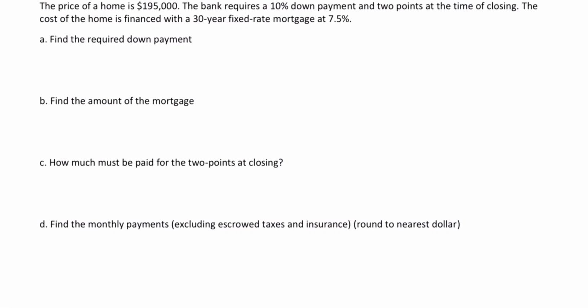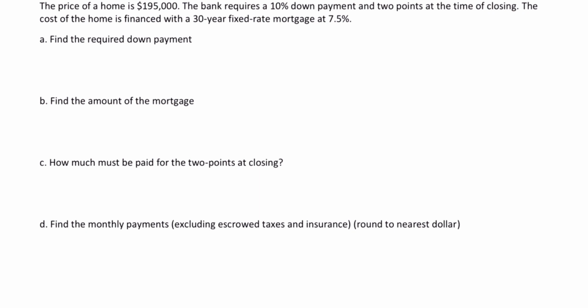The price of a home is $195,000. The bank requires a 10% down payment and 2 points at the time of closing. The cost of the home is financed with a 30-year fixed-rate mortgage at 7.5%. Part A, find the required down payment.